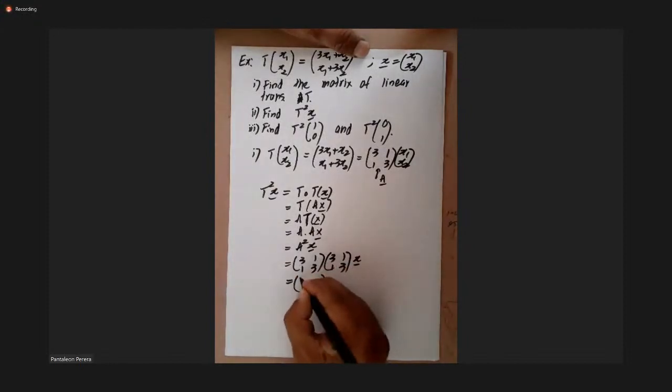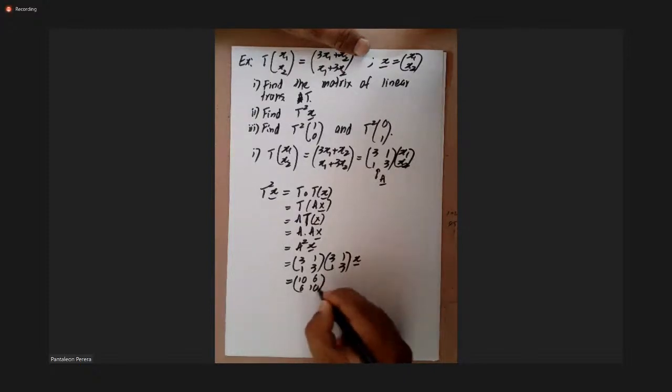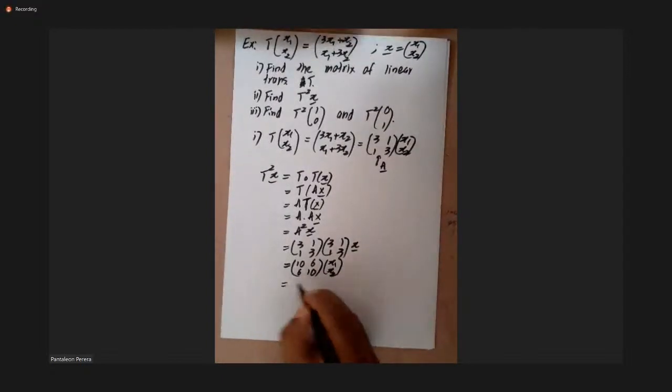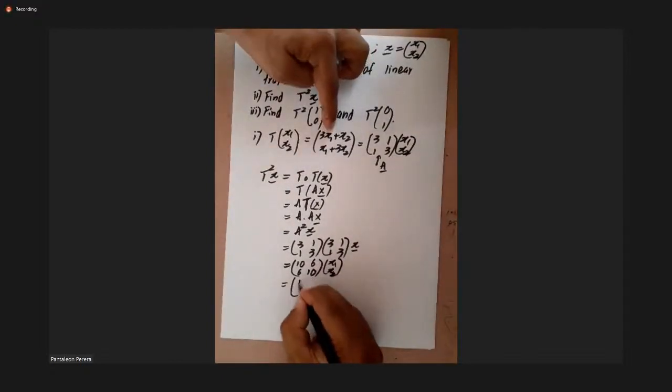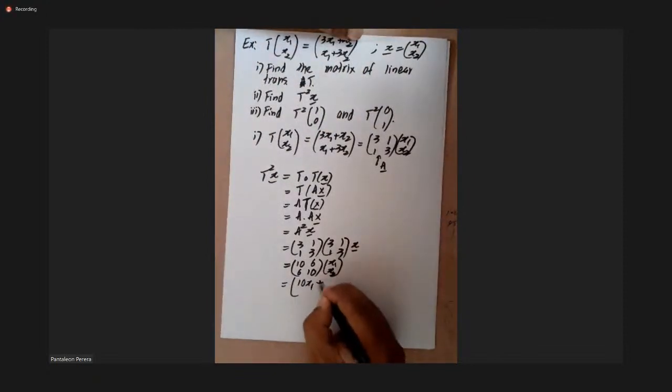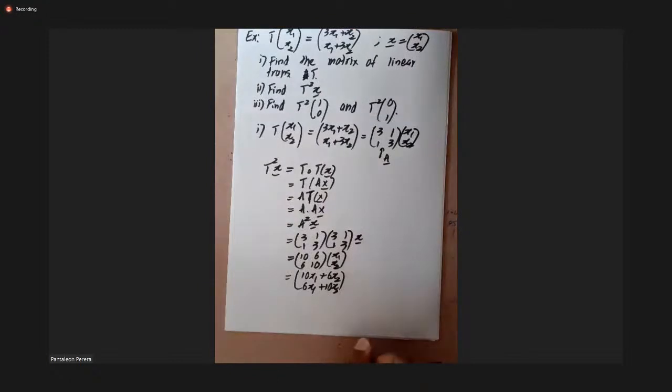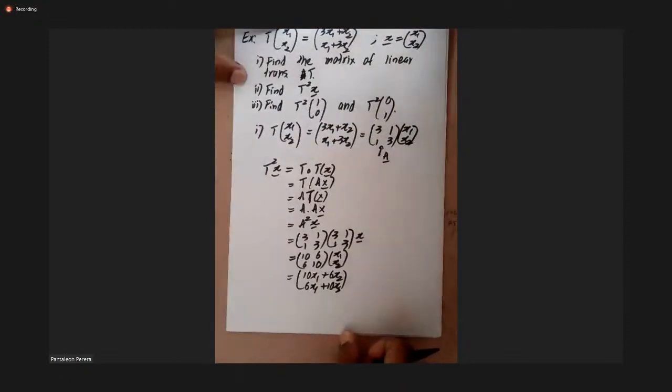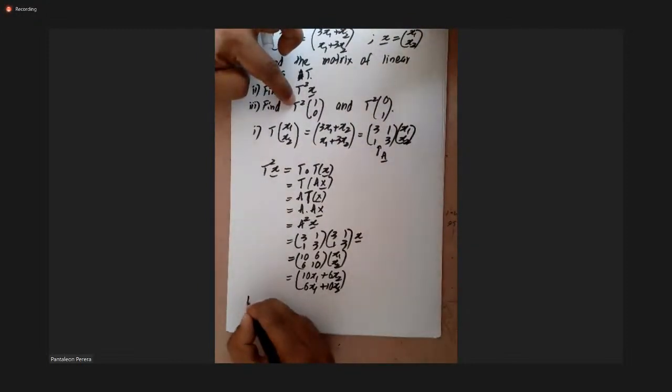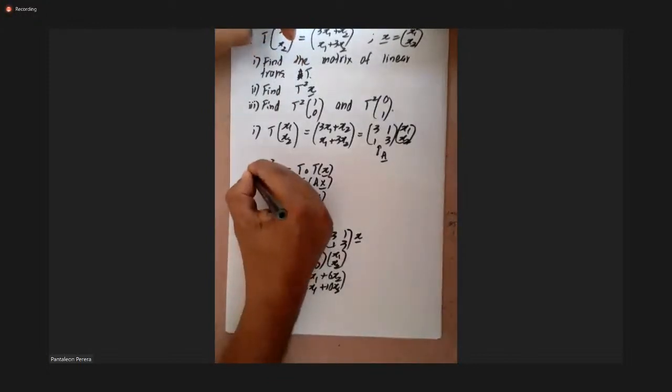3 times 3, 9, plus 1, 10. 3 times 1 plus 1 times 3, 6. 6, 10. Now in the place of x, I'll write this one. If you want to write it in this form, 10x1 plus 6x2, 6x1 plus 10x2. Right? Now, if you want, you can do these two.